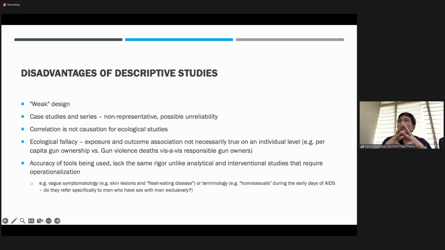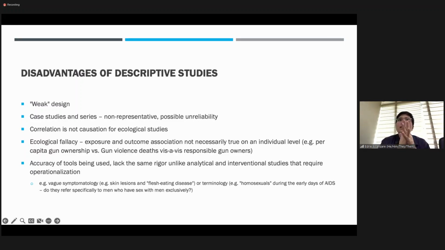The disadvantages of our descriptive studies is that often with our own fellow clinicians, we have our biases or our prejudices. They are often considered weak study designs. Okay, again, because they don't establish causal relationships, no intervention is being done. And for our case studies and our case series, it is usually non-representative of a population, and there is a possible unreliability. Okay, let's go back to the HIV pandemic.